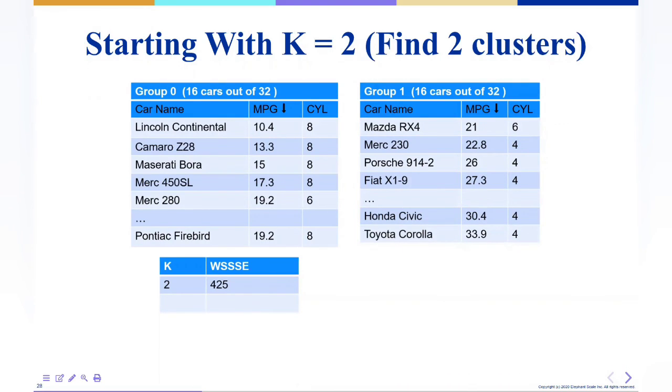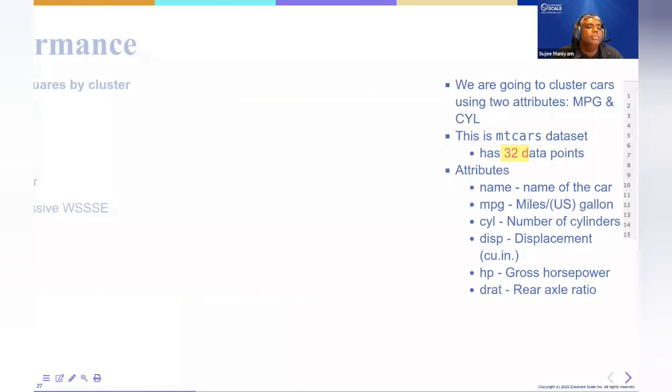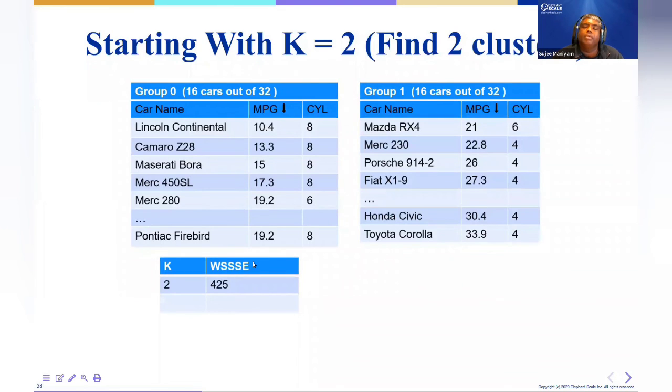Imagine I'm doing 2 groups, kind of like a Legos example. When you look at them, the groups look similar within themselves. These are low mileage, big engines. These are high mileage, smaller engine cars. And when I calculate the WSSE, for 2 groups, K equal to 2, using the formula I just mentioned, you calculate the error. It's basically 425. Okay, got it.